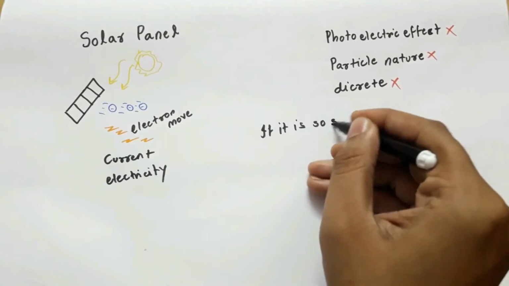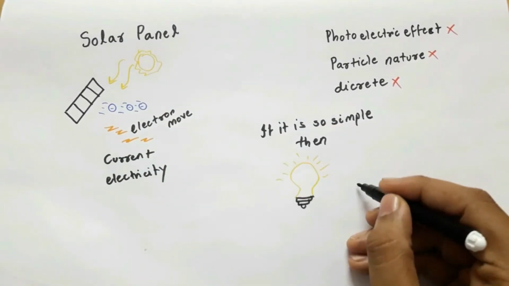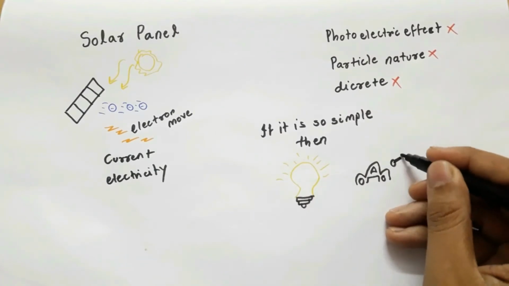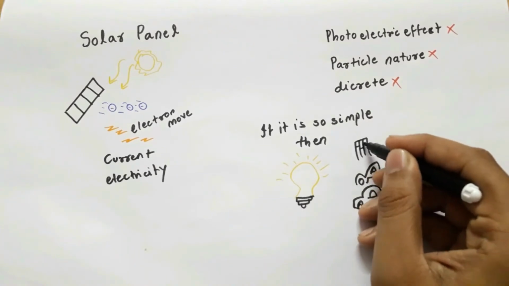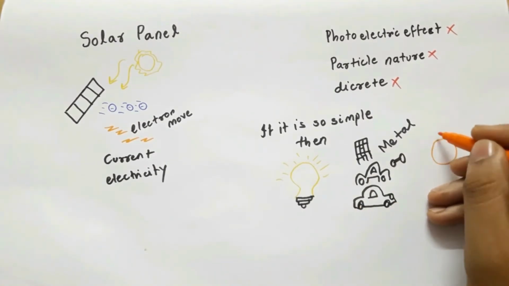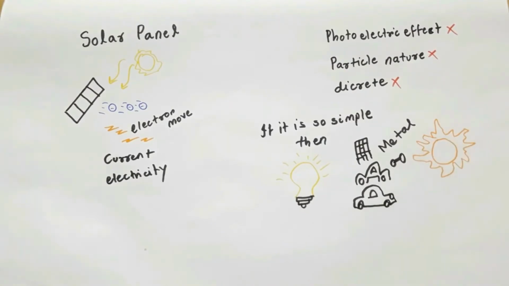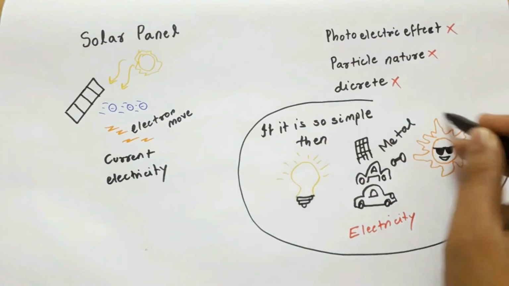It is so simple to produce electricity, then I got an idea about it. We have abundant metal on the earth. There are so many metals, iron, copper, and plenty of them are available. And sunlight is also abundant. Then why don't we produce electricity cheap and for everyone? Why do we have to pay for it?